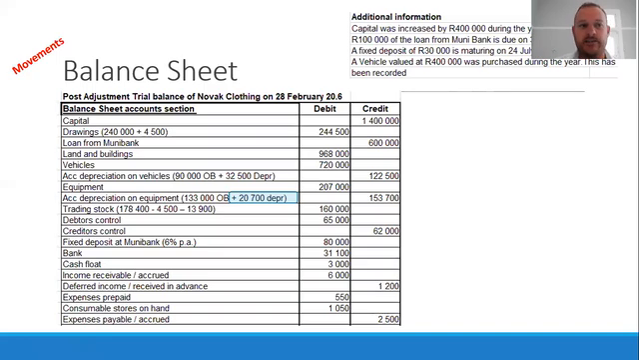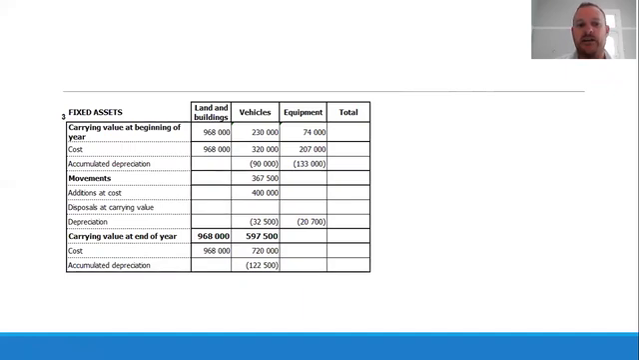If we then have a look at movements during the year, there was no additional equipment purchased, but you can see we need to do that adjustment for depreciation, which was 20,700 Rand. So we include that in the movements, and obviously the total of movements would be a negative figure, so it's in brackets, 20,700 Rand.